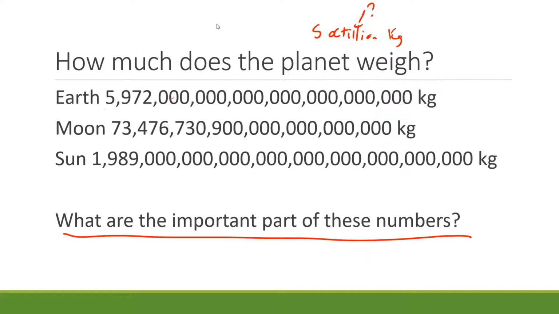Ask this to the chat. I want you guys to throw me an answer. It doesn't matter. You can do it privately if you're worried you're going to get it wrong, and I won't expose you. So what is important about these numbers? There are actually two things.